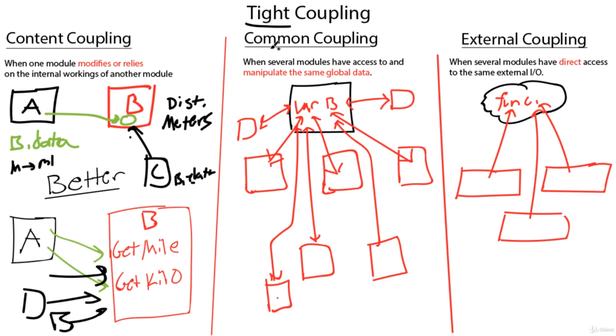The next thing that we have right here is common coupling. With common coupling, we have this idea of when several modules have access to and manipulate the same global data.